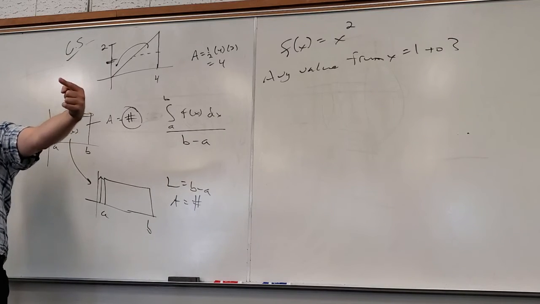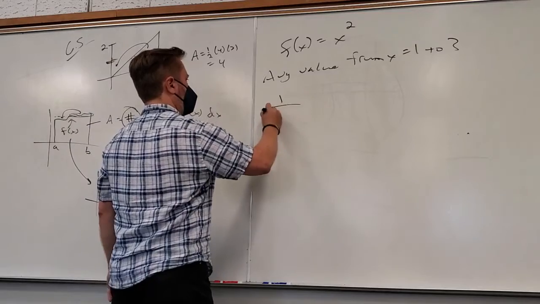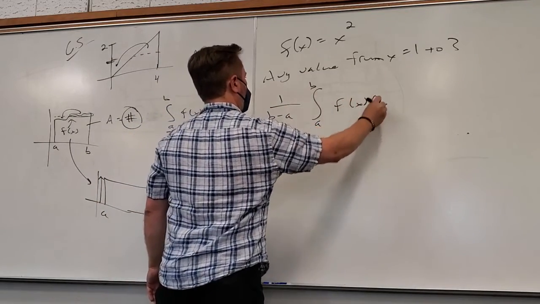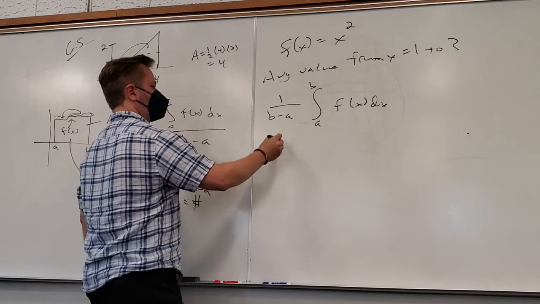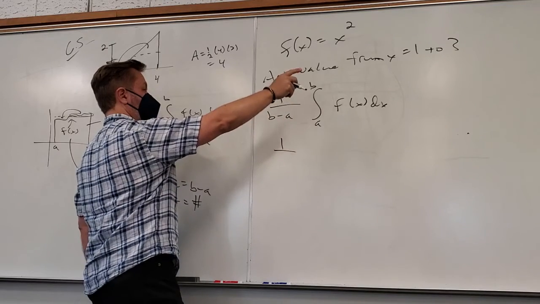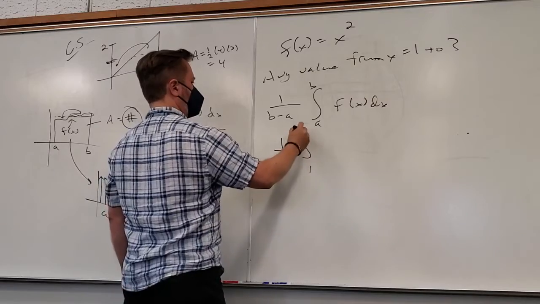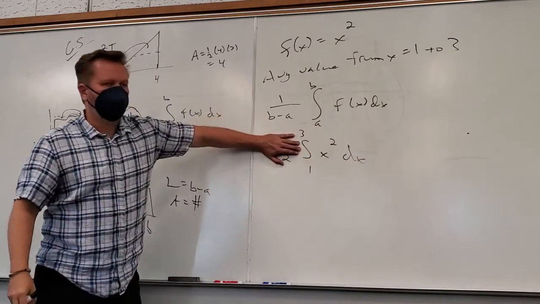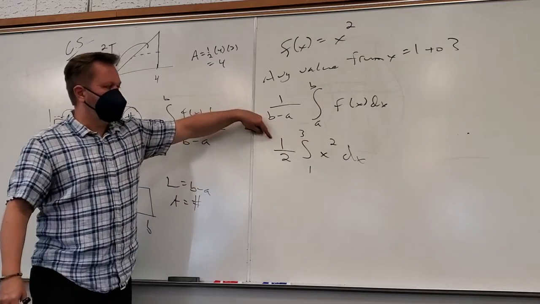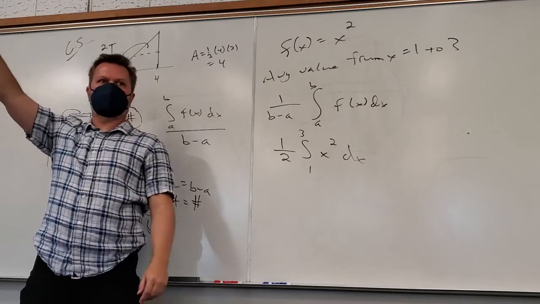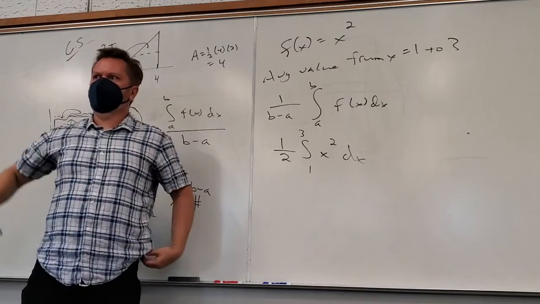So basically all I do is find the area and divide it by the length. So it would be 1 over b minus a times the integral from a to b of f of x dx. So what's this going to be? 1 over 3 minus 1, which is 2, times the integral from 1 to 3 of f of x. That's going to find the area. What if it was a rectangle? How tall would it be? And that's the average value that the function takes on.